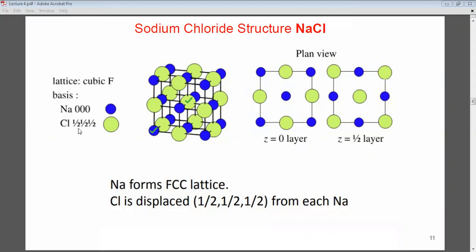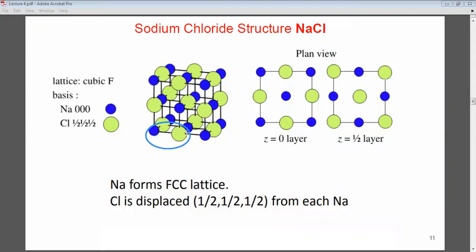By the way, the choice of chlorine at half, half, half is not fixed. I can also choose this chlorine over here, no problem. So I can take my basis to be this one over here also. It doesn't have to be only 0, 0, 0 and half, half, half. It can be 0, 0, 0 and 0, half, 0, or half, 0, 0 if I want to take this sodium and this chlorine.